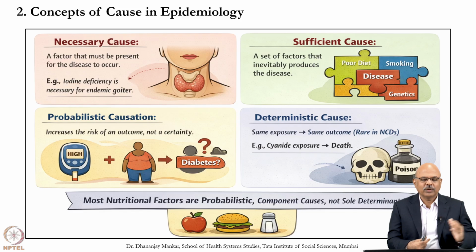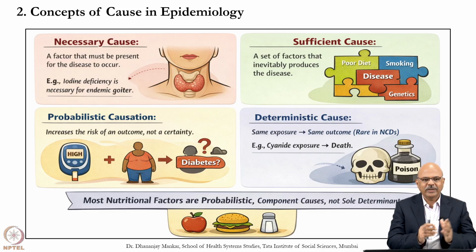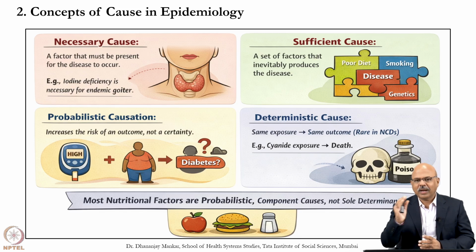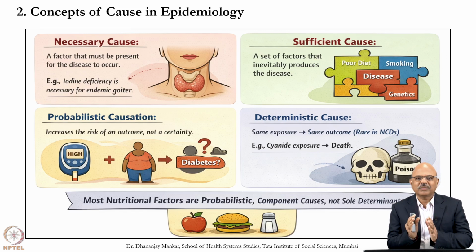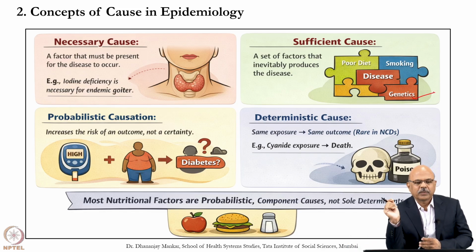Let me explain the concept of cause more clearly. A necessary cause is a factor that must be present for the disease to occur. For example, iodine deficiency is necessary for endemic goiter. So, there is a goiter and there is a reason, called the cause, that is iodine deficiency. On the other hand, a sufficient cause is a set of factors that inevitably produces the disease. For example, a poor diet, smoking, disease and genetics can also be among the reasons for this.